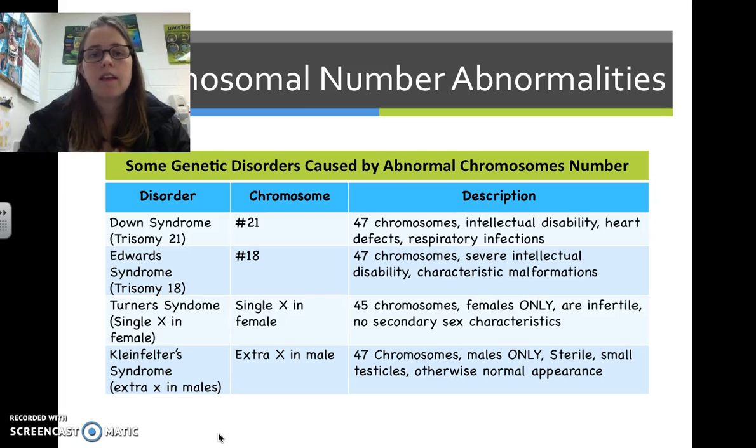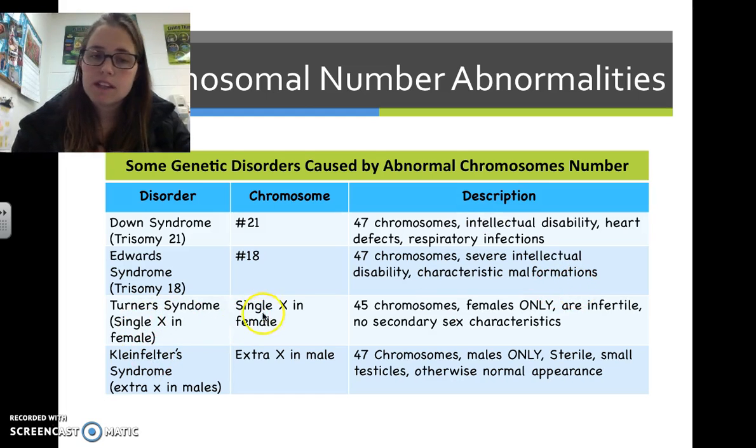So, some chromosomal abnormalities. Down syndrome is a big one. That means you have 3 copies of chromosome 21, or 47 total chromosomes. It can result in intellectual disability, heart defects, and respiratory infections. Edwards syndrome is a trisomy, or 3 copies of chromosome 18. It means you have 47 chromosomes. It's severe intellectual disabilities and malformations in how they look.